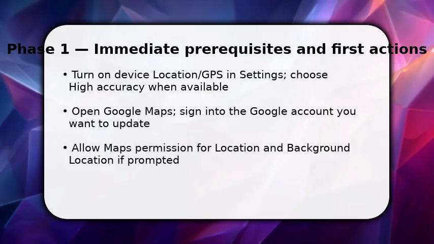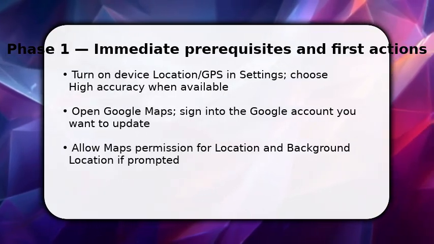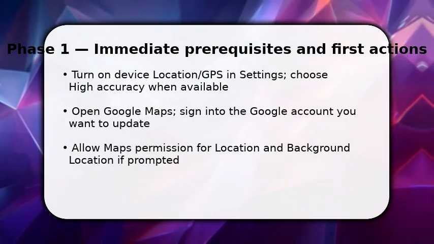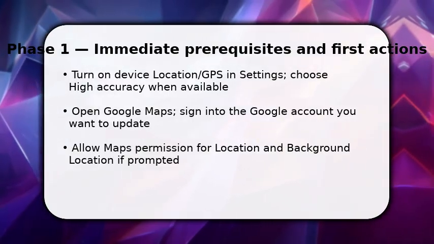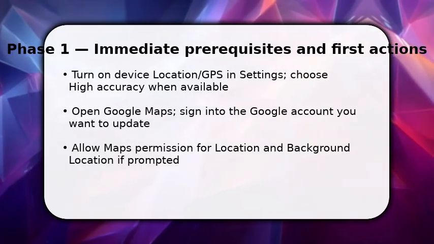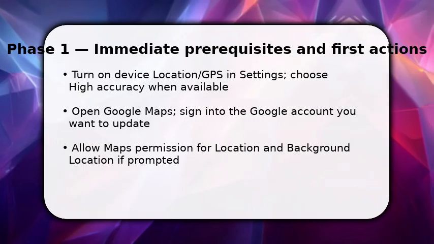You're starting now. Enable location in settings and set high accuracy so Maps can use Wi-Fi, cell towers, and GPS together. Next, open Google Maps and confirm you're signed into the correct Google account. This ensures saved places update properly.